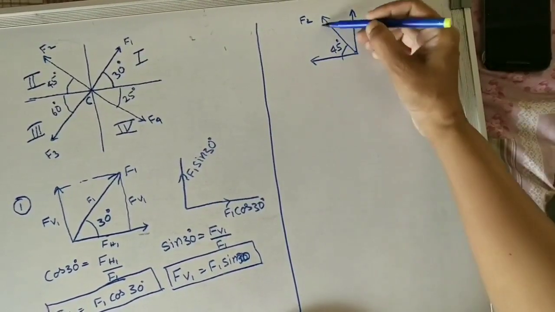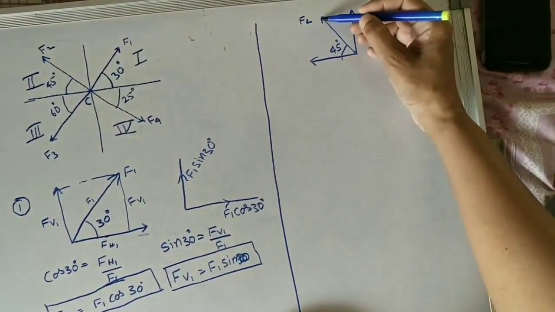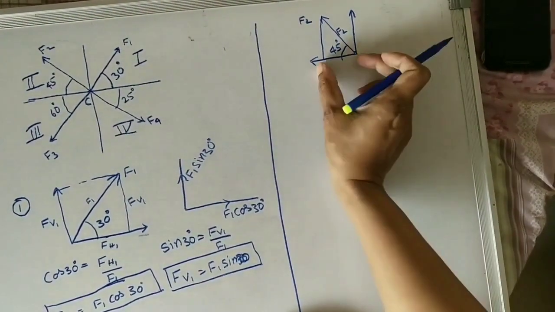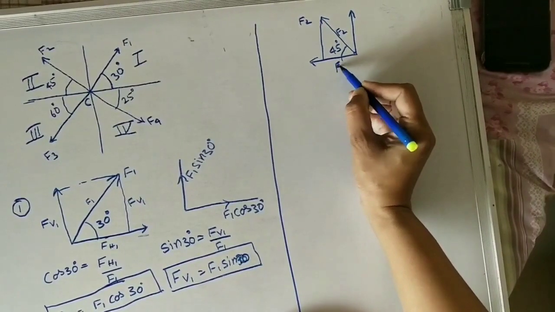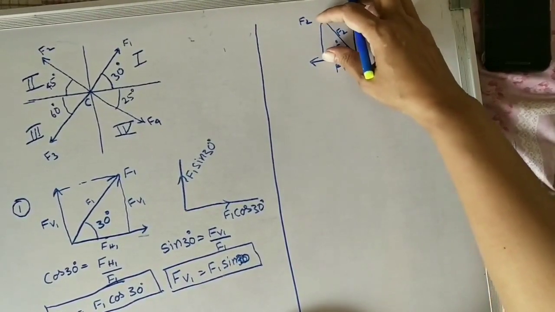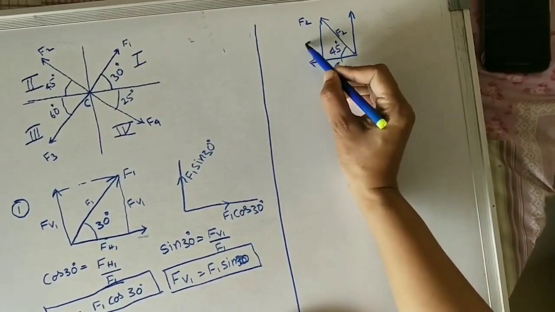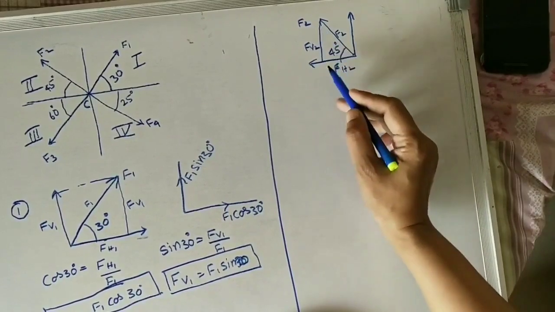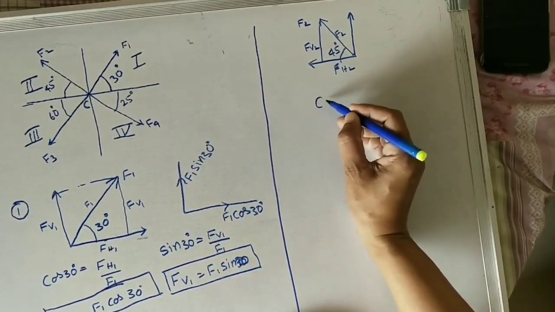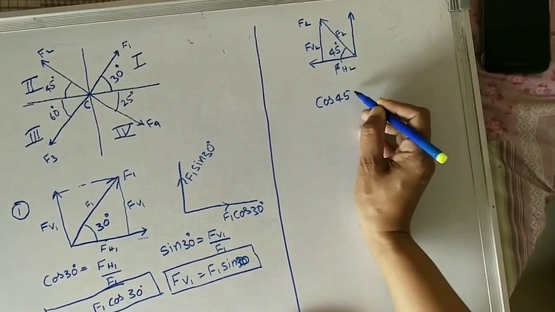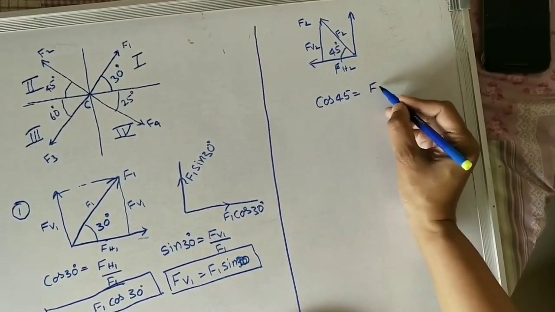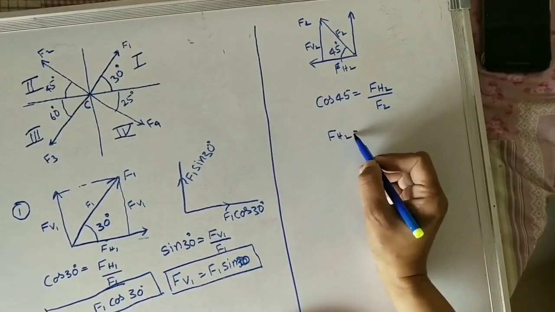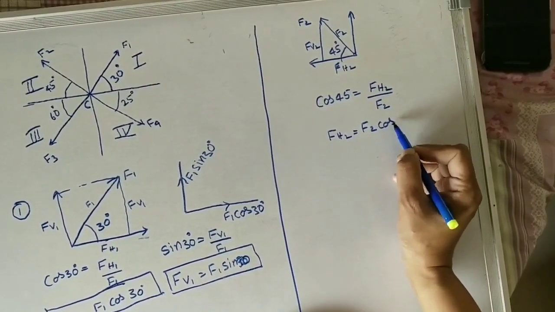Here also, make this into a triangle. This is the F2 magnitude, this is the horizontal component FH2, and the vertical component is FV2. We need to find FH2 and FV2. In this right angle triangle, for finding the horizontal component, we consider cos of the angle. Given angle is 45. Cos 45 is equal to FH2 by F2, so FH2 is F2 cos 45.